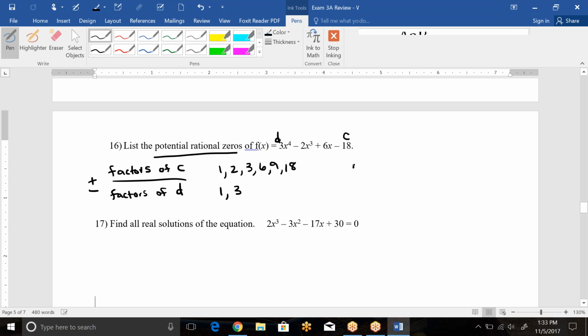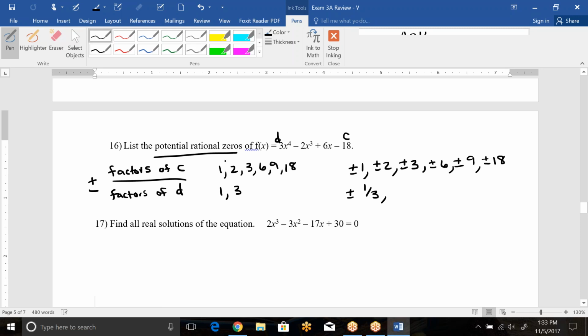So 1 over 1 would just be plus or minus 1. 2 over 1 would be plus or minus 2. 3 over 1 is plus or minus 3. 6 over 1 is plus or minus 6. 9 over 1 is plus or minus 9. 18 over 1 is plus or minus 18. Then we do everything over 3. If a number repeats, we don't list it again. So 1 over 3 is new.